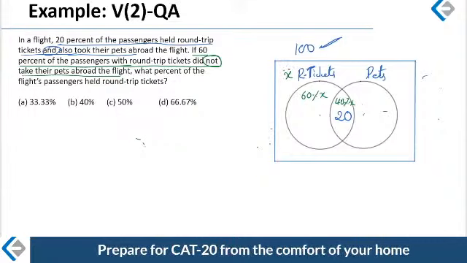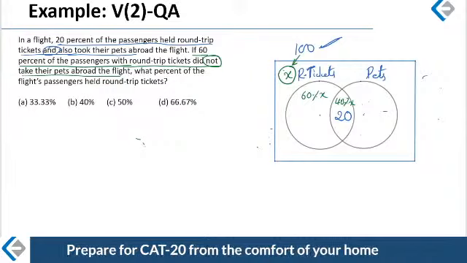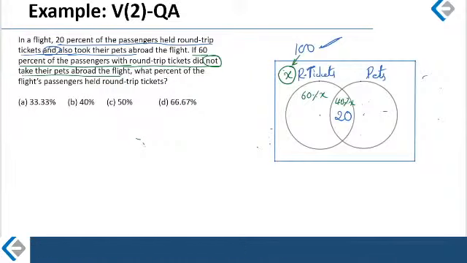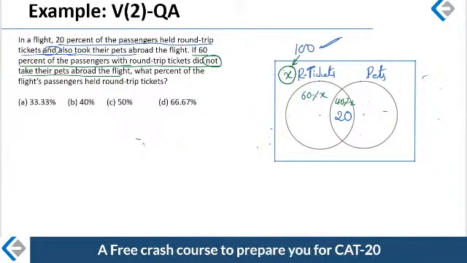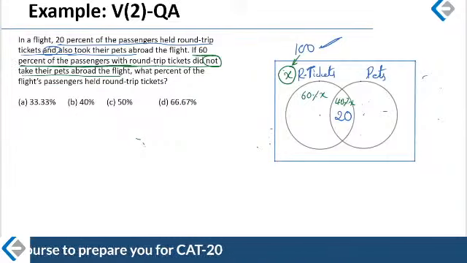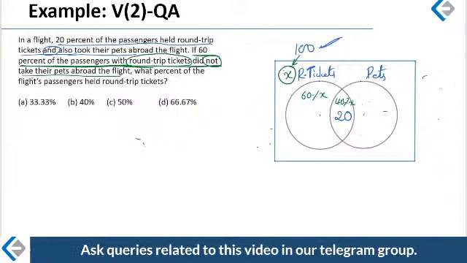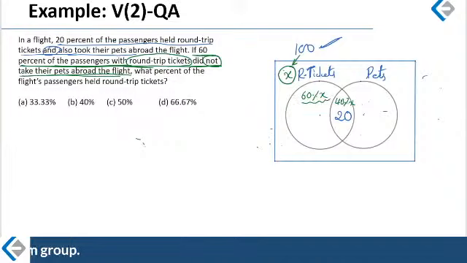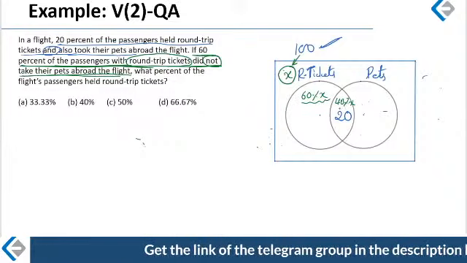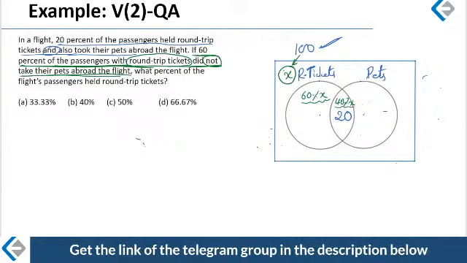Go back and understand that 60% of X, once again, the green underlined one. Assume that the number of people with round trip tickets is X. Out of these 100 people, there are X people who own the round trip ticket. Some of them will have pets, some of them don't. Now read that 60% of the passengers with round trip tickets, which means 60% of X, did not take their pets on the flight. So that is the 60% of X. Then what about the remaining 40% of X? The remaining 40% of X took their pets as well.